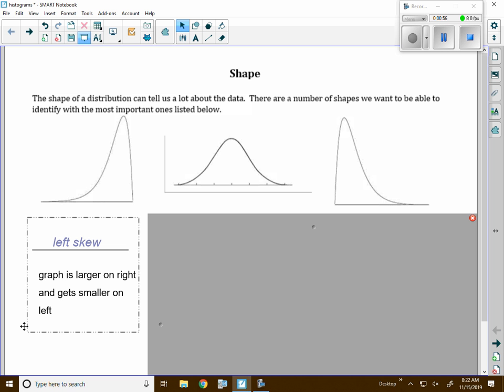The graph is larger on the right, and it gets smaller on the left. So it's just where the tail is at. Just think about the tail of the graph.